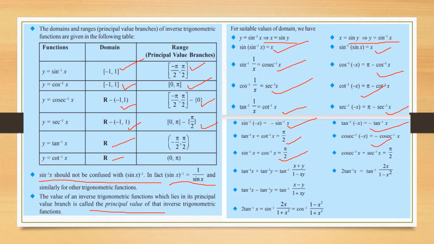And these formulas: tan inverse A plus tan inverse B is tan inverse of (A plus B) upon (1 minus AB). And for the formula of minus, it will be (A minus B) upon (1 plus AB), right? And 2 tan inverse x is tan inverse of 2x upon (1 minus x square). Okay, and 2 tan inverse x can be written like this also: it is sine inverse of 2x upon (1 plus x square), and cos inverse of (1 minus x square) upon (1 plus x square).